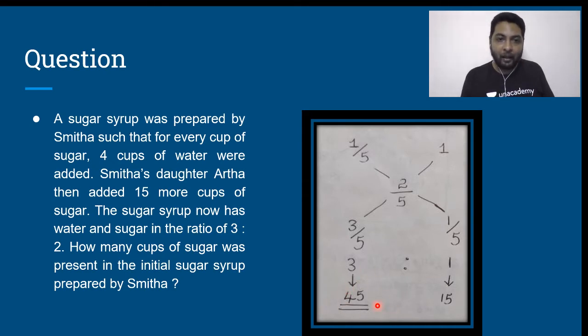Therefore, the number of cups of sugar present in the initial sugar syrup prepared by Smita was 45 cups. 45 cups of sugar was there in the initial sugar syrup prepared by Smita, and that is the answer. Is that clear?